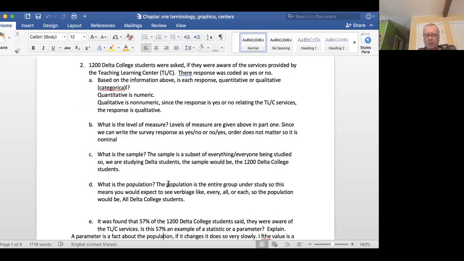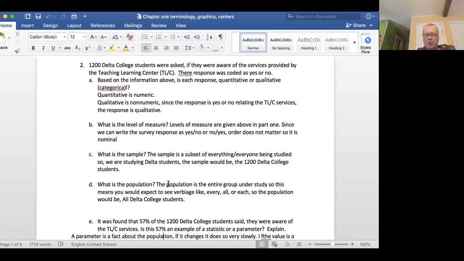What is the sample? Now, for a sample, we have to be very specific. Specifically, the sample is not 1,200. That's the size of the sample. The sample is the 1,200, but what are they? They're Delta College students. So the sample would be 1,200 Delta College students.